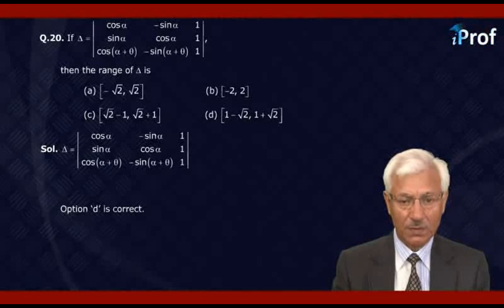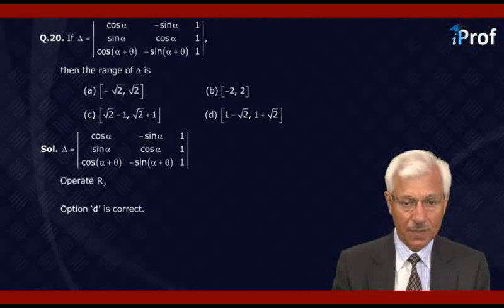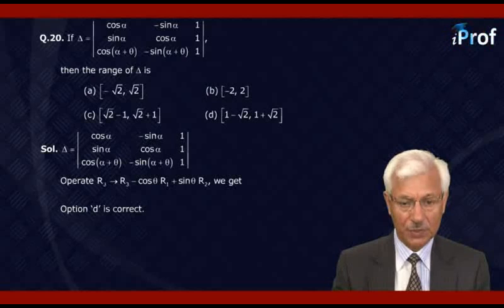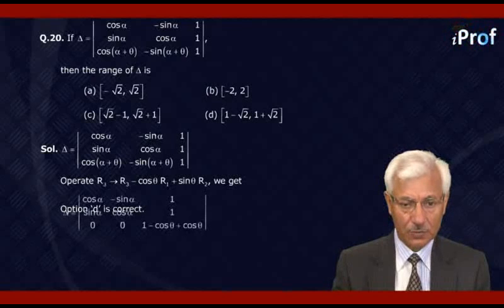Minus sin alpha 1, sin alpha cos alpha 1, cos of alpha plus theta, minus sin of alpha plus theta, 1. Operate R3 goes to R3 minus cos theta times R1 plus sin theta times R2. We get delta equal to cos alpha, minus sin alpha, 1; sin alpha, cos alpha, 1; 0, 0, 1 minus cos theta plus sin theta.